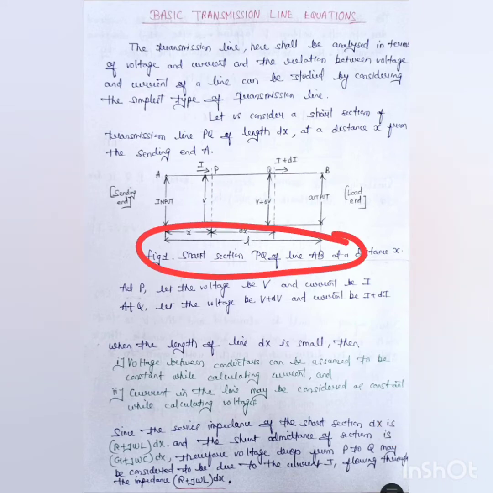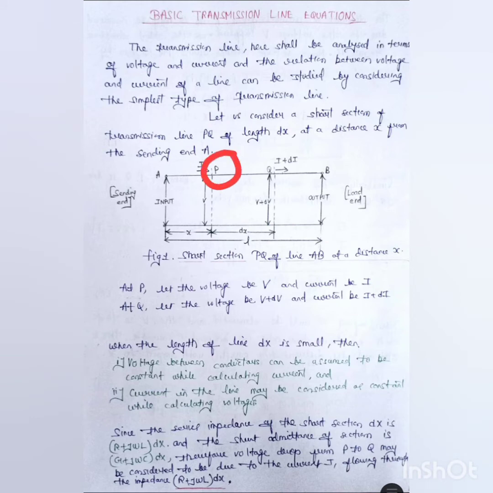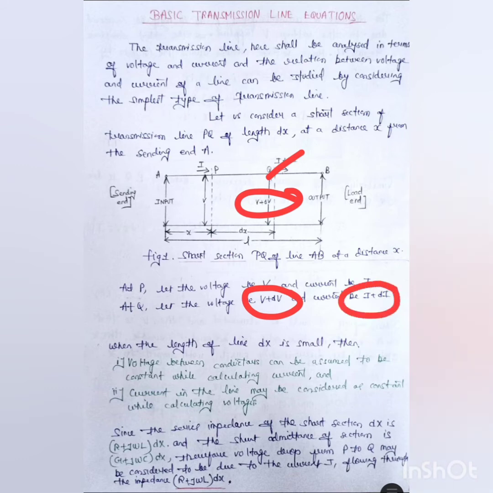as small l. The voltage at point P is taken as V, and the current is taken as I, which is given here. Likewise, the voltage at point Q is V plus dV. Likewise, the current at point Q is I plus dI, and there are a few points which need to be considered while calculating the transmission line equation.